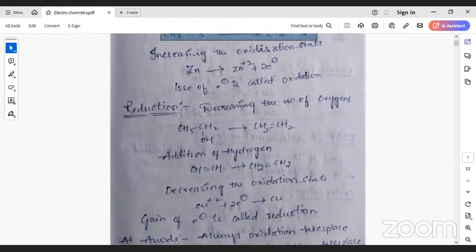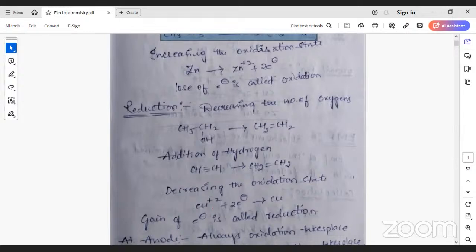So what does this represent? Any reduction potential we have: the standard reduction potential of any electrode, SRP, is equal to the negative of the standard oxidation potential, right? Any reduction potential we have.